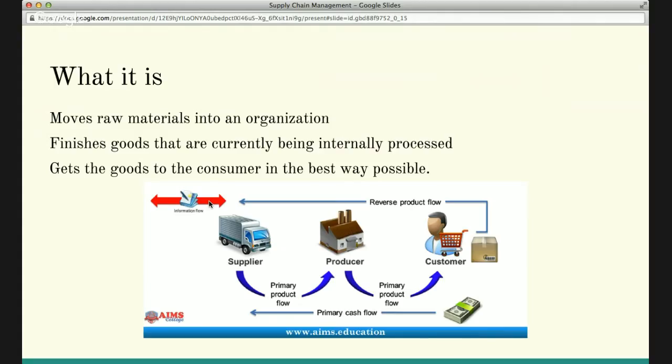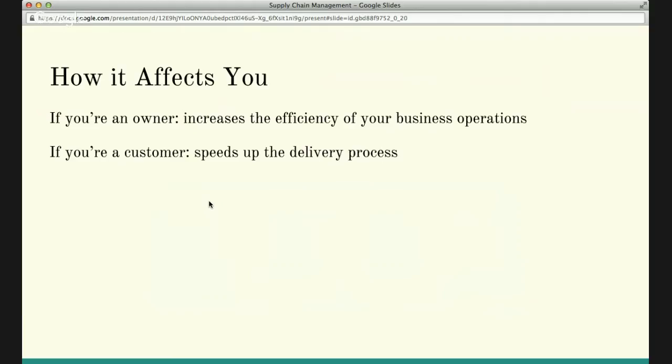So, what it is: SCM moves raw materials into an organization. It finishes goods that are currently being internally processed, and it gets the goods to the consumer in the best way possible. And how supply chain management can affect you: if you're the owner, it increases the efficiency of your business operations. You're able to eliminate things that take up too much time. And if you're the customer, it speeds up the delivery process, which in turn will make both sides of a transaction more happy.